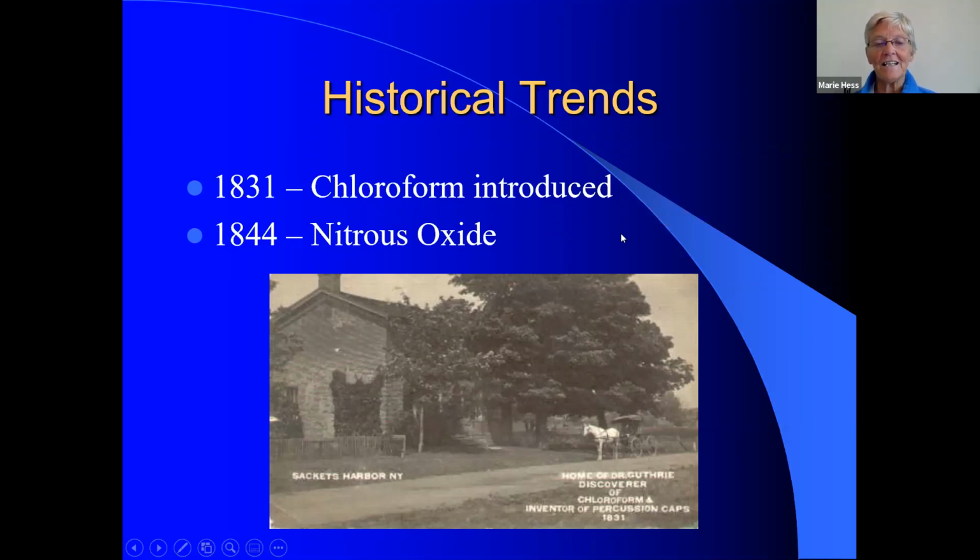So that's kind of a local thing for us. And all of you who live on Fort Drum and have Guthrie stuff all over the place, that's where it came from: Samuel Guthrie in Sackett's Harbor. Then nitrous oxide was introduced in 1844, which was a little bit better. That was called laughing gas, and it made people very happy.